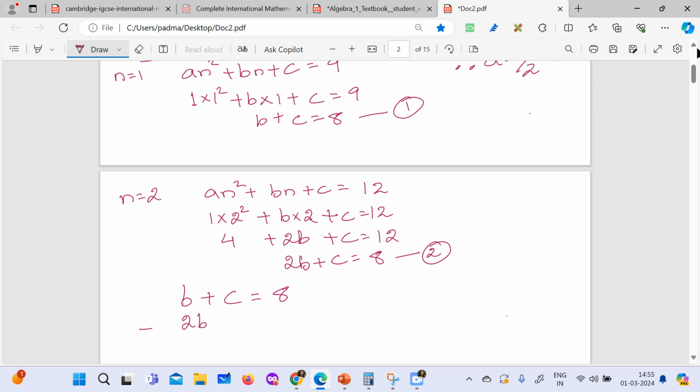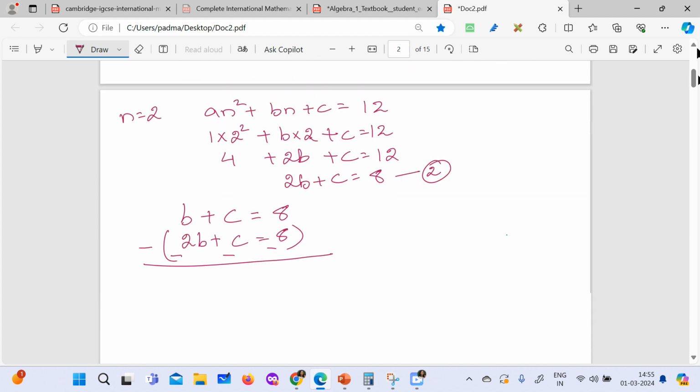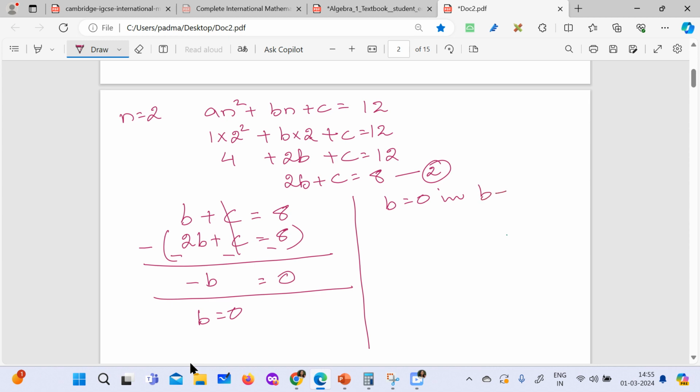Very good. So I will write it like this. Since we are subtracting, the signs will change, right? And then we get here 0. This also cancels, and hence we have here minus b is equal to 0. This is nothing but b is equal to 0, right? Now we can substitute b is equal to 0 in b plus c is equal to 8 so as to get the value of c. So 0 plus c is 8. So c is equal to 8, right?